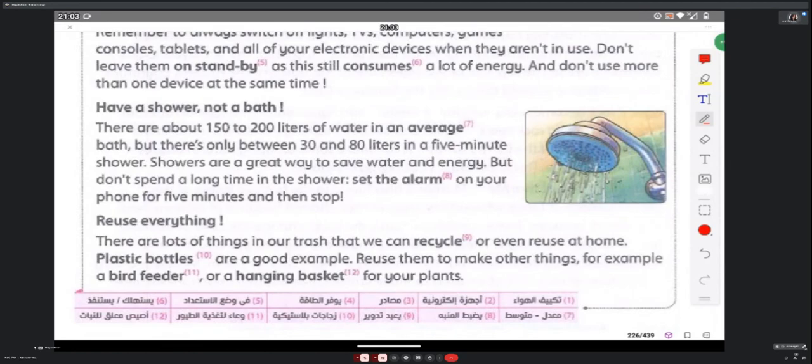Reuse everything. There are lots of things in our trash that we can recycle or even reuse at home. Plastic bottles are a good example. Reuse them to make other things, for example, a bird feeder or a hanging basket for your plants.